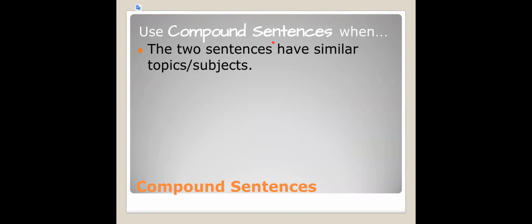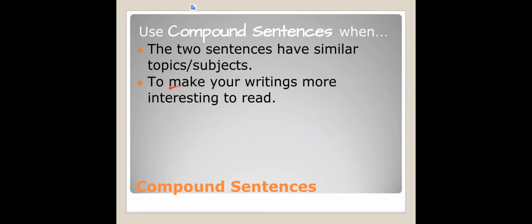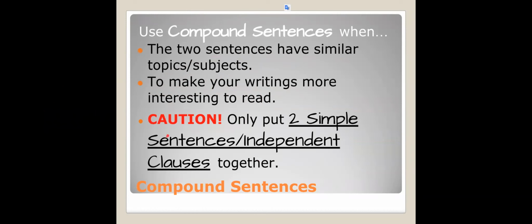Compound sentences, remember, are just two sentences that have similar topics or subjects. We use them to make our writing more interesting to read. In our writing, we want to use both simple sentences and compound sentences. It makes our writing more interesting. Also, my tip is to only use two simple sentences or independent clauses in your compound sentences. You can use more, but it becomes very complicated and messy.